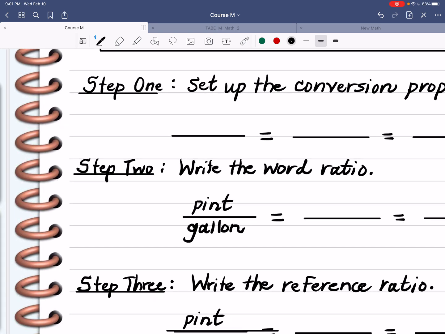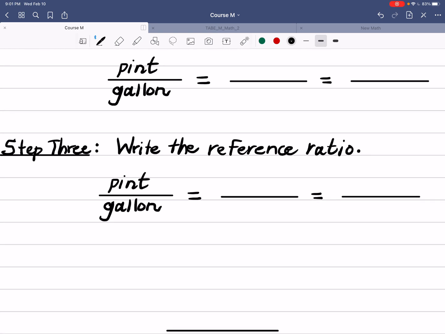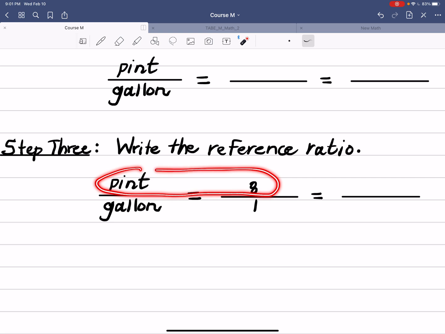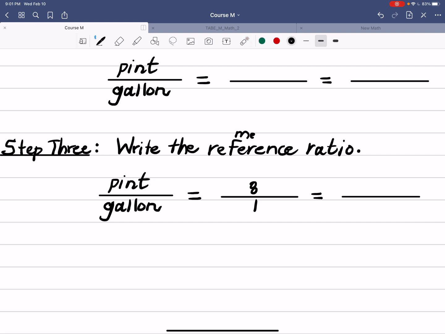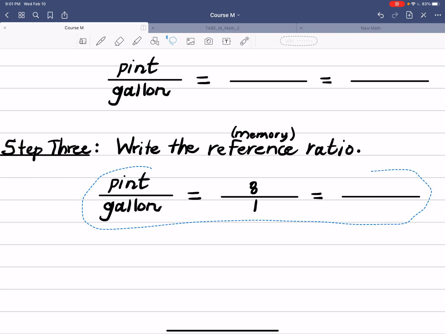Okay, so you come back over here. We're going to write the second one. 1 gallon. So you see how I'm putting the 1 with the gallon is equal to 8 of these. So 8 pints, 1 gallon. That's called the reference ratio. That's the memory one, the one that comes from your memory piece. Okay, so we've got the reference ratio. We've got the word and we've got the reference. So we've got 1 more to do.